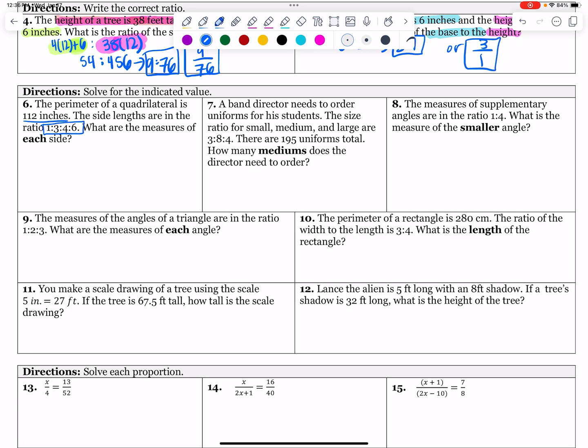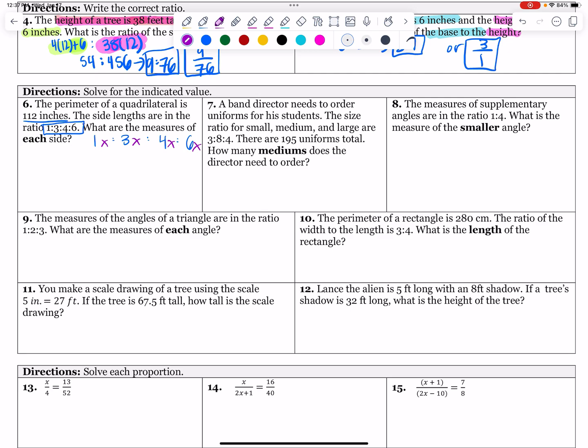This does not mean that the original sides were 1, 3, 4, and 6, because of course for that perimeter you do 1 plus 3 plus 4 plus 6. That would be 14, which is obviously not the side lengths. And so what this means is that this ratio has been reduced down to 1 to 3 to 4 to 6. So the original pieces, we have taken the same amount out of each of these original sides.